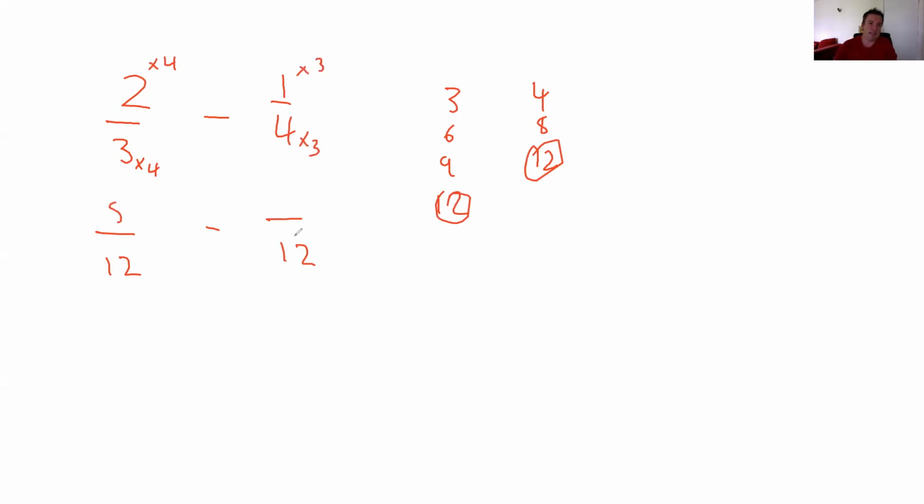2 4s are 8, and 1 3 is 3. 8 minus 3 equals 5, so 5/12. Sorry, I was speaking a little bit quickly there, but hopefully by the third example, you are seeing the method. So 5/12 is the answer.